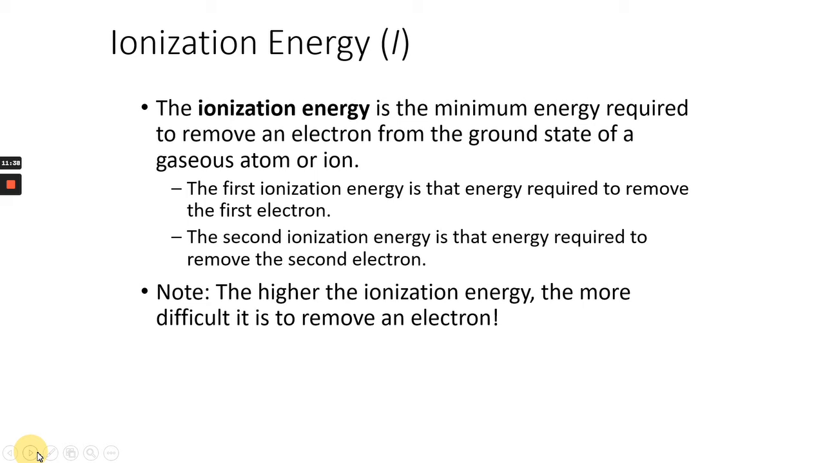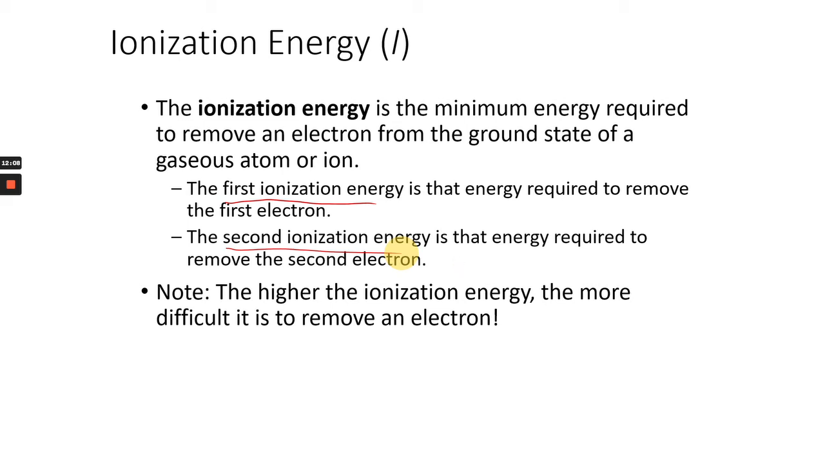So the next topic we're going to discuss is ionization energy. Ionization energy is the minimum amount of energy required to remove an electron from the ground state of an atom or ion. And you could remove more than one electron. The first electron that you remove would be considered your first ionization energy. The second one would be your second ionization energy.